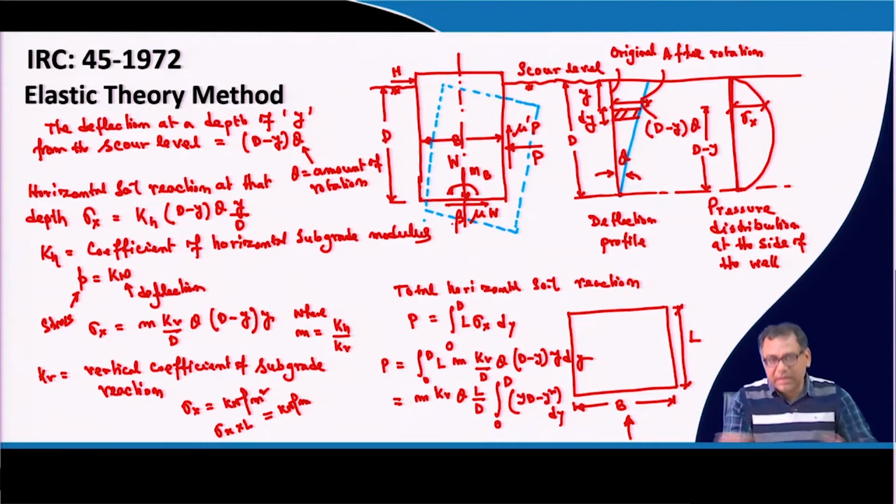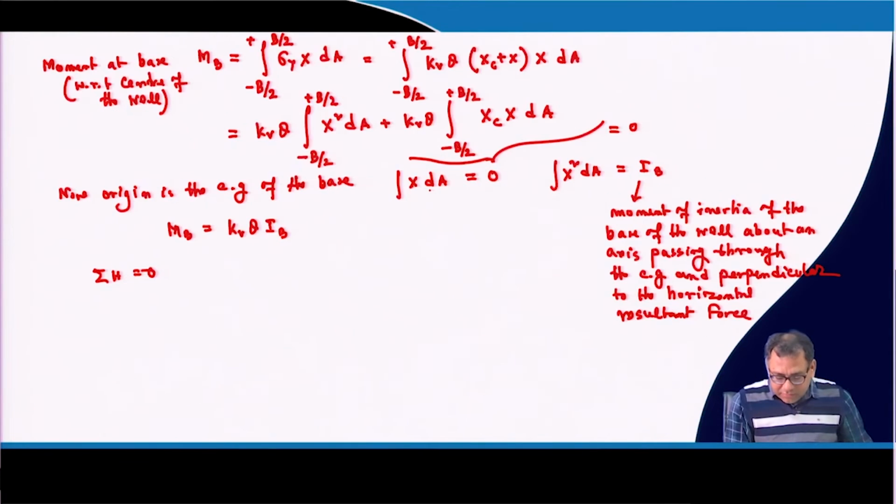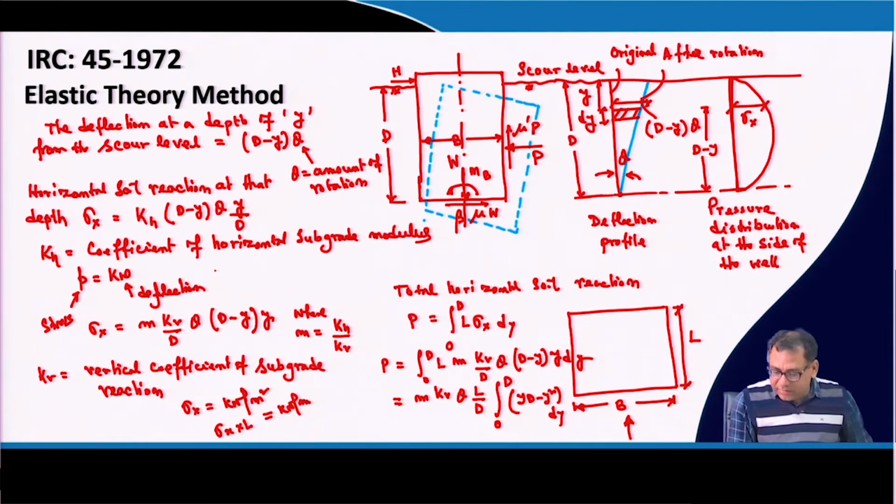Because P is also acting, H is also acting, so the direction of beta will be defined based on that. So that means our value of beta will be defined based on that. Now, if I take these forces, then what is the total horizontal force? There will be H which is acting at the top, then P, and then this beta mu W.